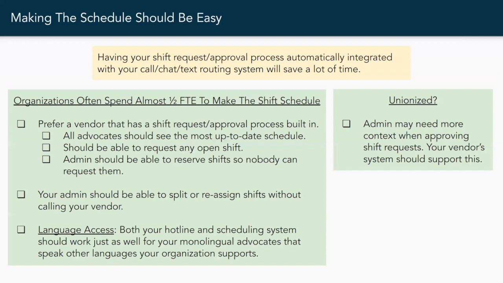And you should look for a couple of key things in this process. One is that all advocates should see the most up-to-date shift schedule. There shouldn't be any funny business about some advocates seeing an older version of the schedule and other advocates seeing a newer version. Any advocate should be able to request any open shift. And admin should additionally be able to reserve shifts so that nobody can request them.